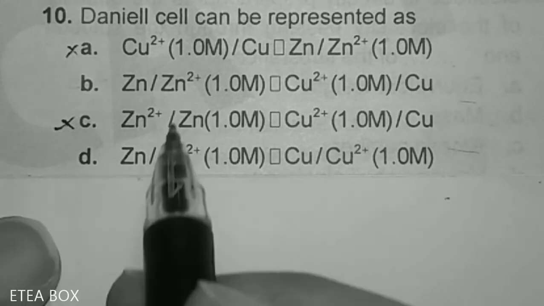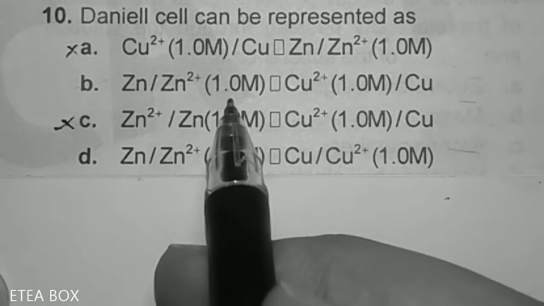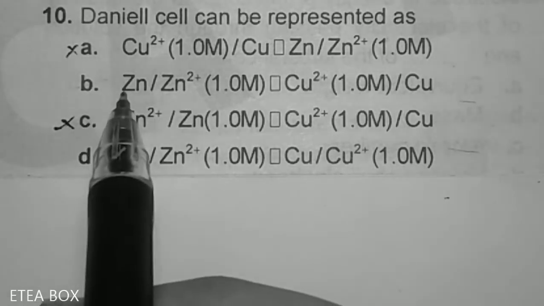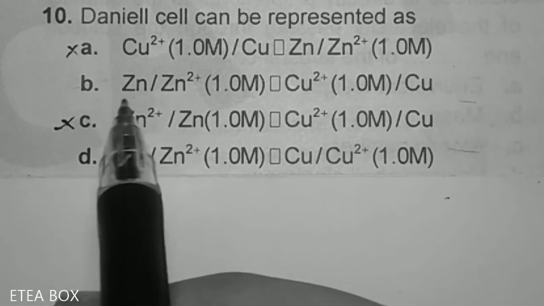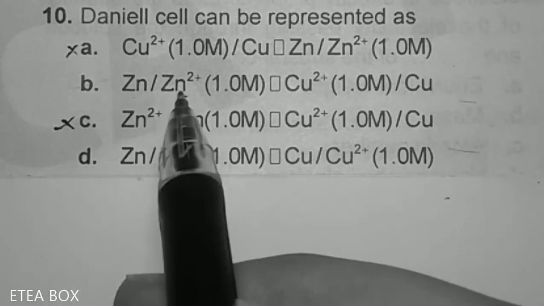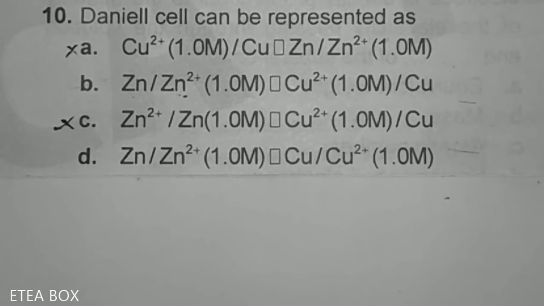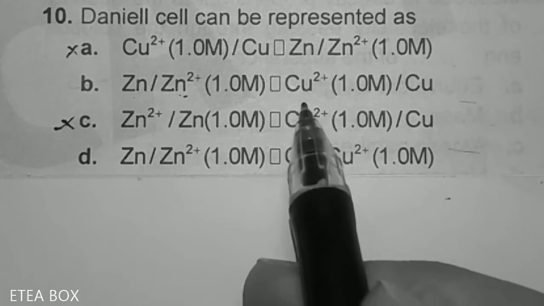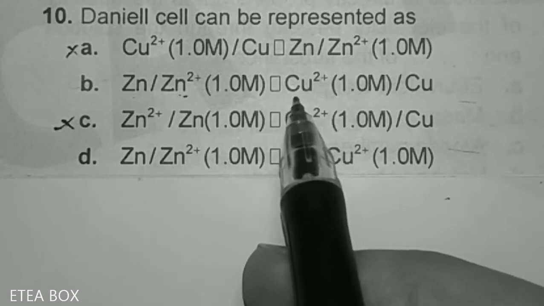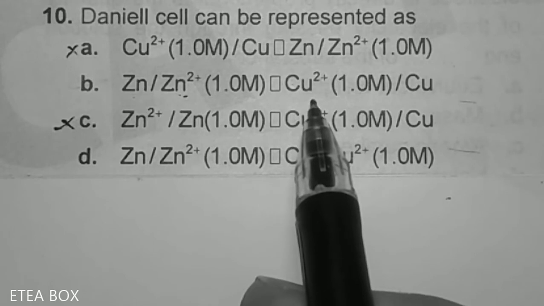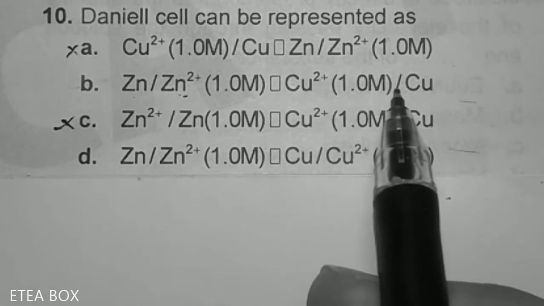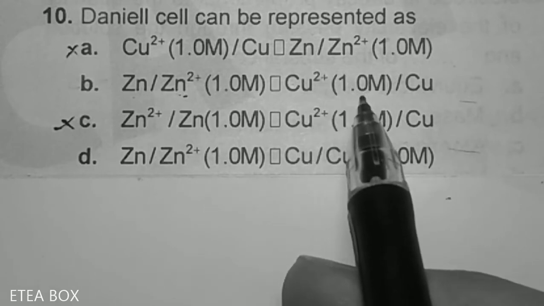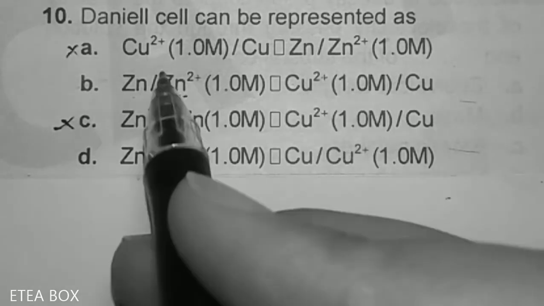Now look at here, this 1 molar is written with ions. Okay, it is always written with ions. Now look at B option, zinc is converted into ions, and it is present in the solution. Now look at here, copper is cathode, and in Daniel cell the reduction occurs, which means the gain of electron occurs. Okay, and here we know that these ions are present in the solution, so we have to write this 1 molar with copper ion. So here option B is correct.